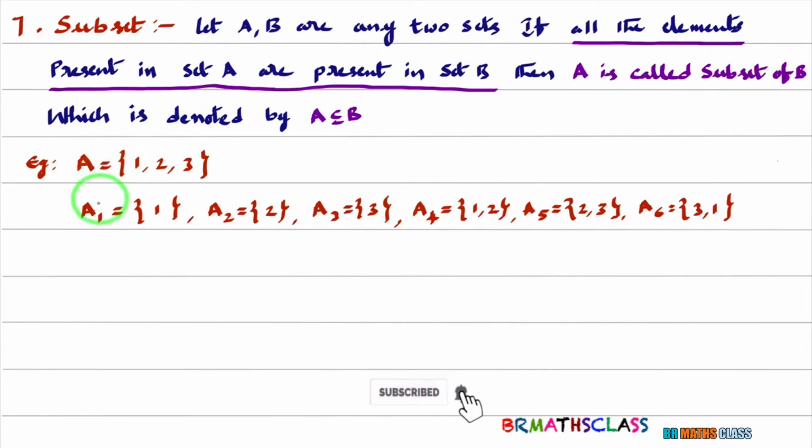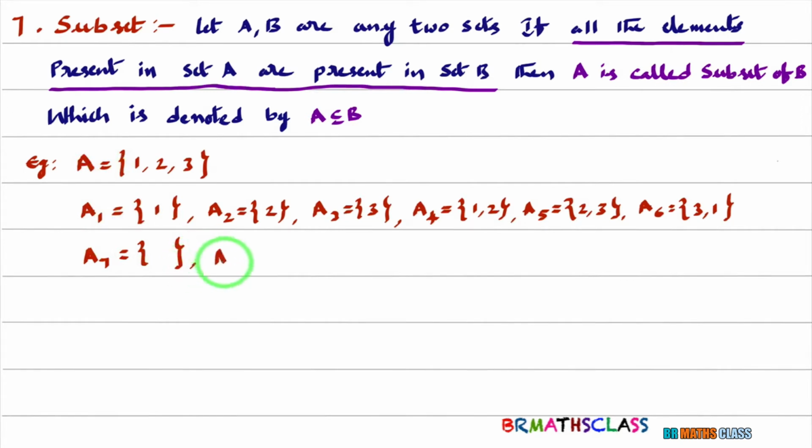Here, few important points you need to observe. Empty set is treated as subset of every set. You observe here this set, this is the empty set. Is empty set subset of A? Yes. We say that empty set is subset of every set. You need to remember this point. Empty set is subset of every set.